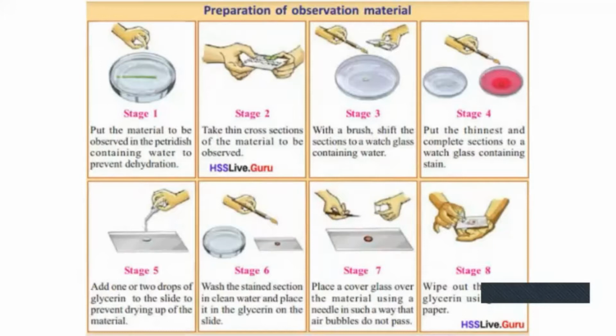Whichever material we want to observe, we are keeping it in the Petri dish in the water. That's the reason we are keeping the material to be observed in the water, in order to prevent the dehydration. Dehydration means the loss of water. Then the second step, take a thin cross section of the material to be observed. We are using a blade.